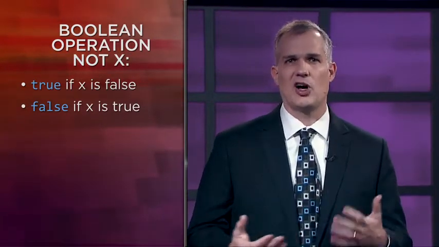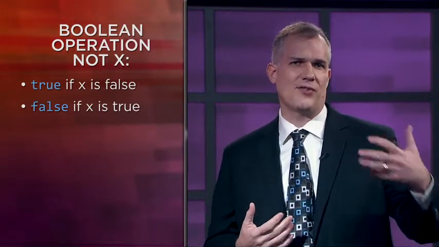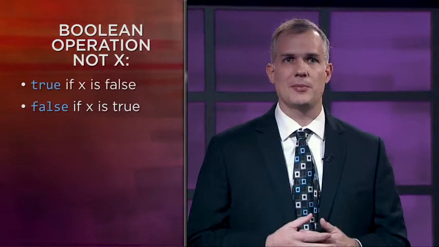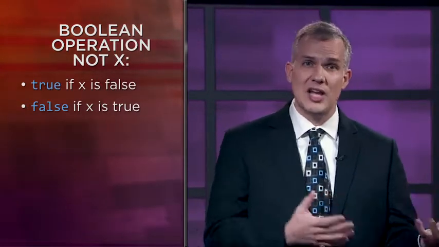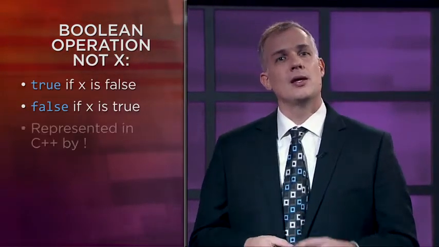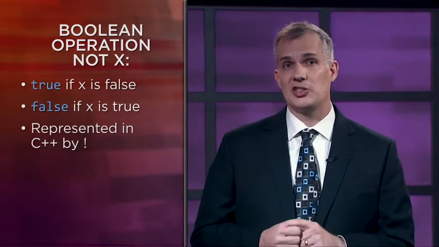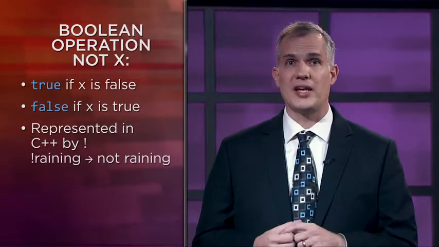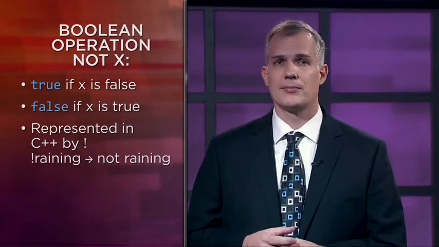It's just like when we talk. If we say something that's a false statement, like the moon is made of cheese, we turn it into a true statement by adding not. The moon is not made of cheese. In C++, we use an exclamation point to represent not. For example, exclamation point raining means not raining.